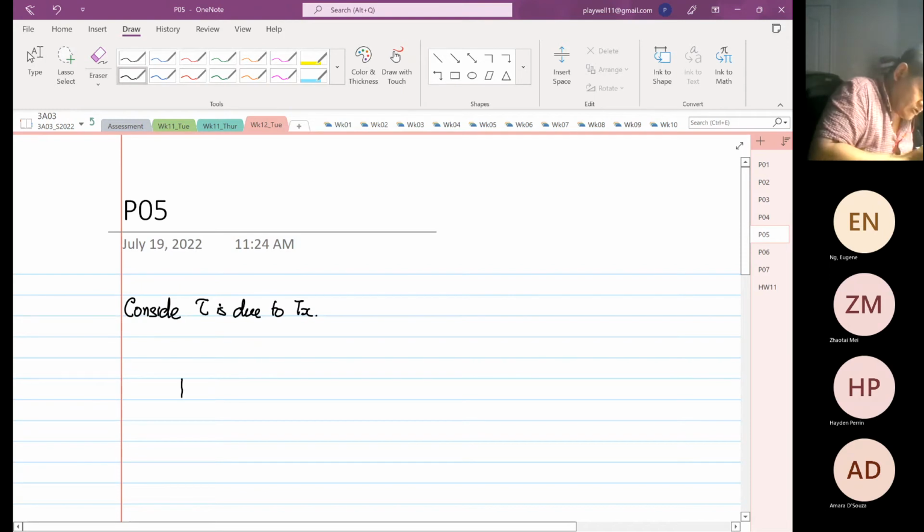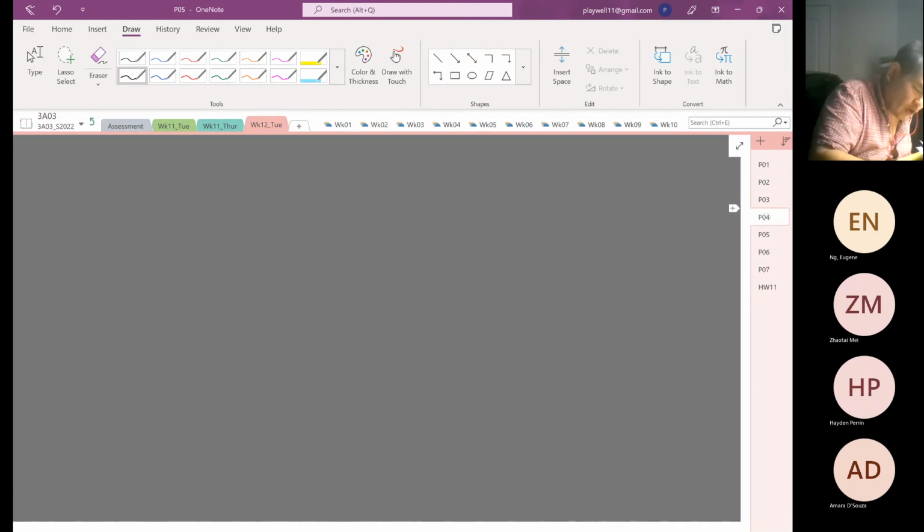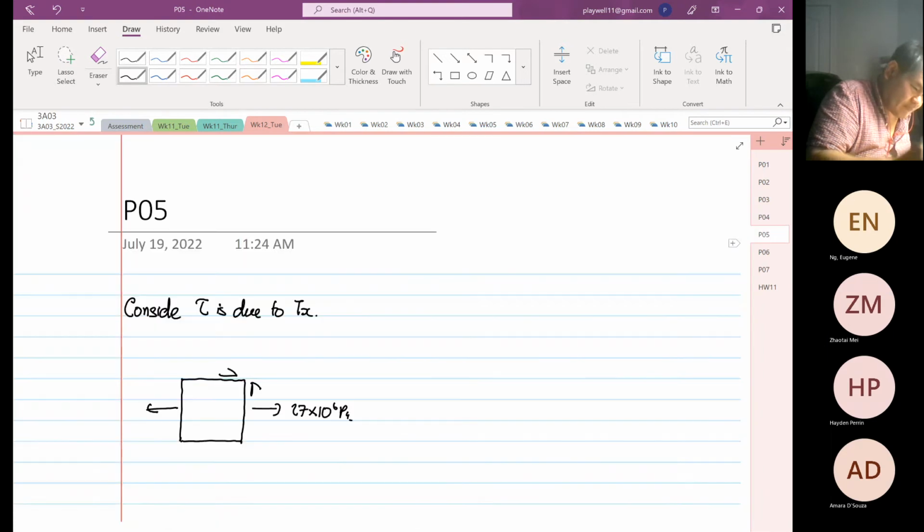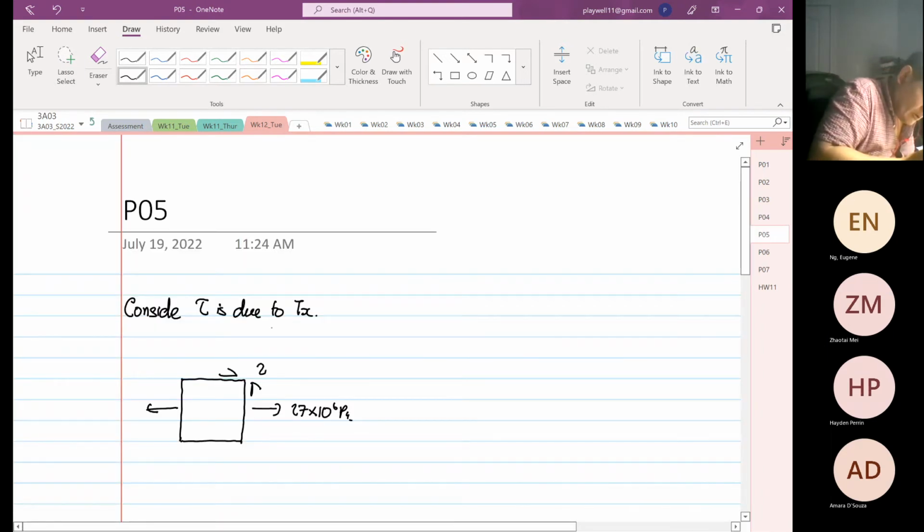We have found that it's in tension. So this is equal to 27 times 10 to the power 6 Pascal, and we have a shear due to the torque only of 21.618 times 10 to the power 6 Pascal.